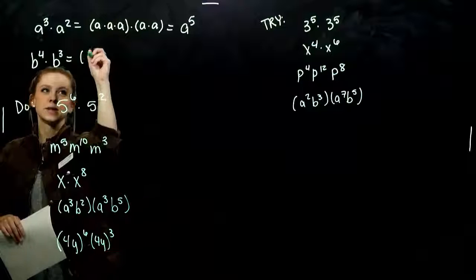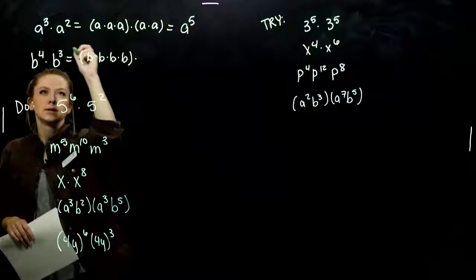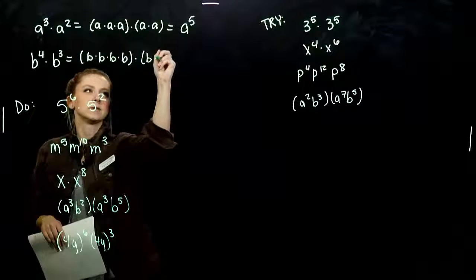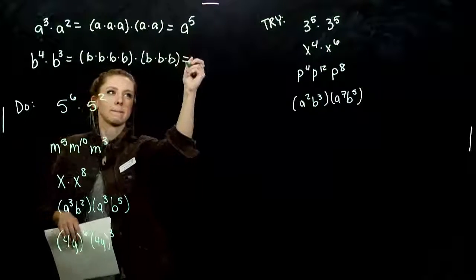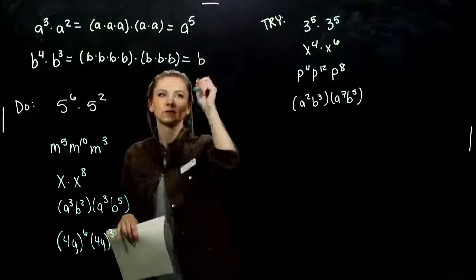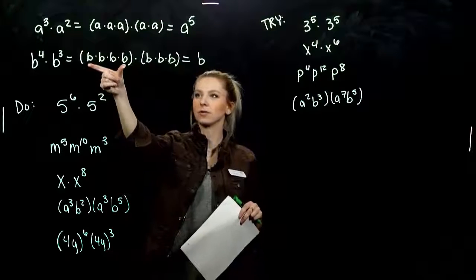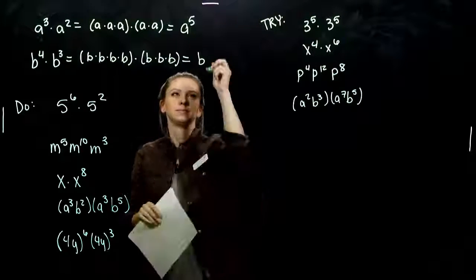Similar story for the second one. Again, first term is saying B times itself 4 times. Second term, B times itself 3. Associative law tells us we can get rid of the parentheses. We've got the same base everywhere. And how many factors altogether? 4, 5, 6, 7 of them.